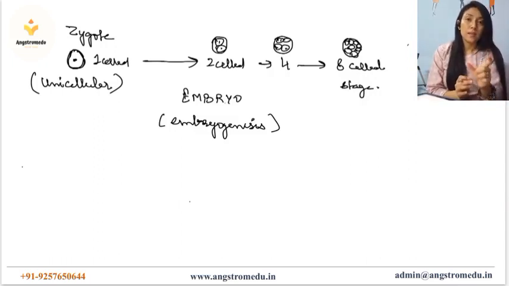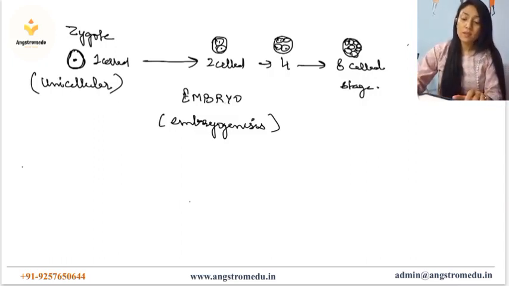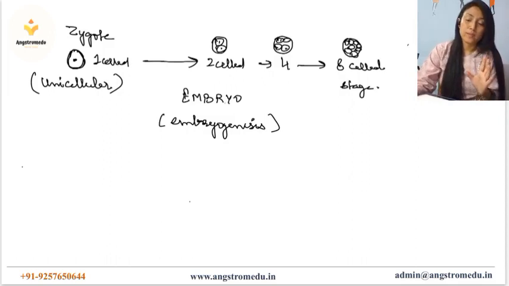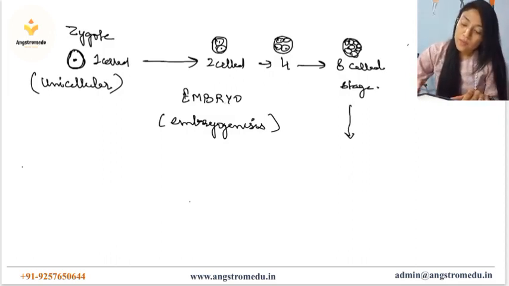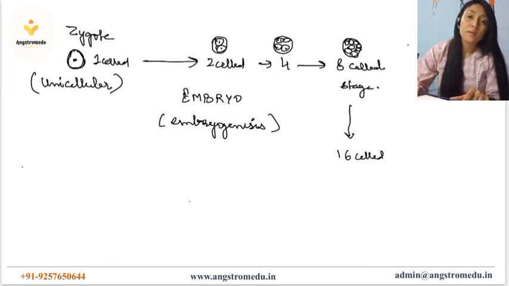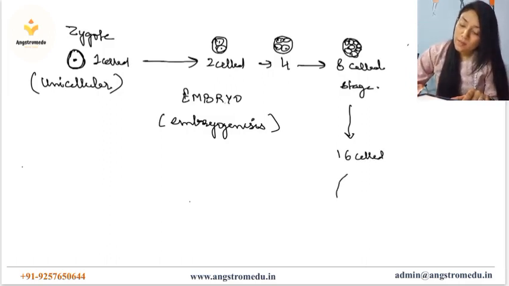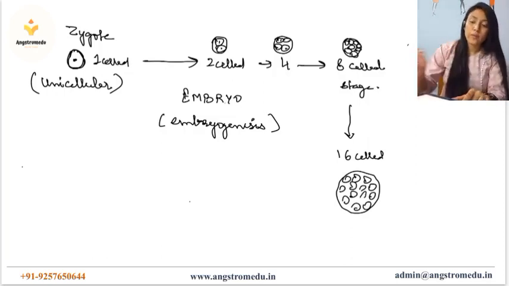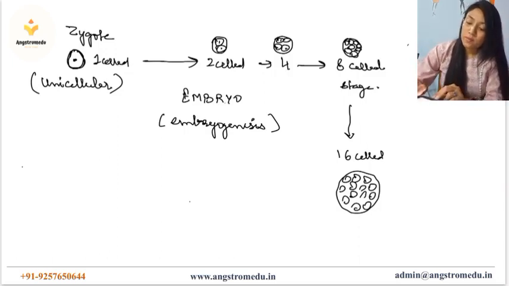After 8 cell stage, only the number of cells increases and the size of the zygote or developing embryo remains the same. After 8 cell stage, it doubles up and becomes 16 cell stage. Now, here the size of embryo also increases and it contains 16 cells. And the shape is not circular or spherical, the shape is like a mulberry fruit.